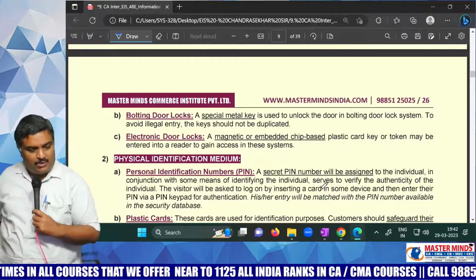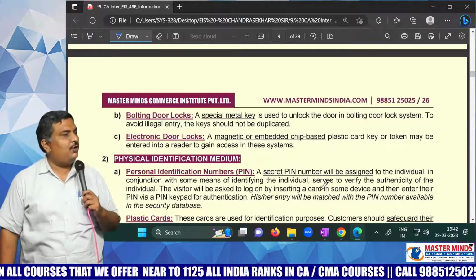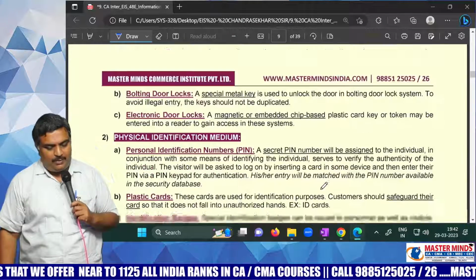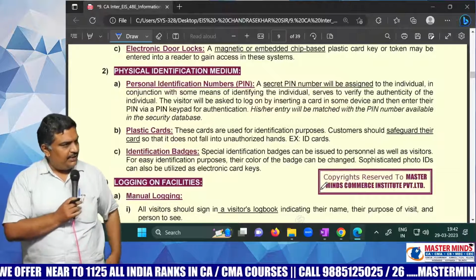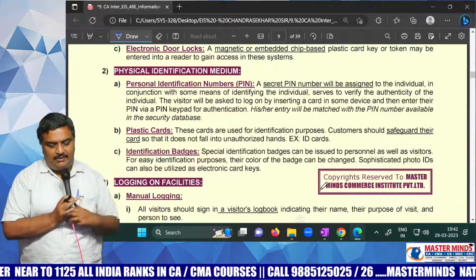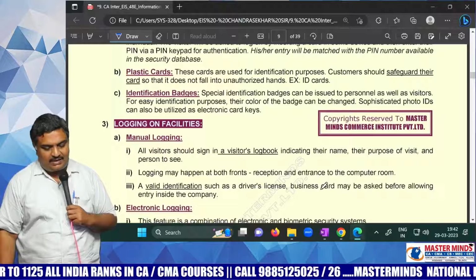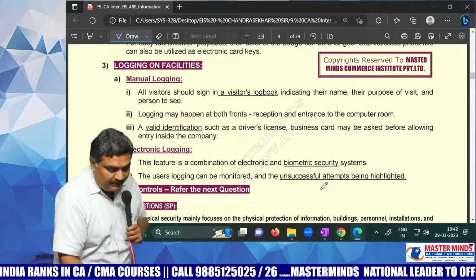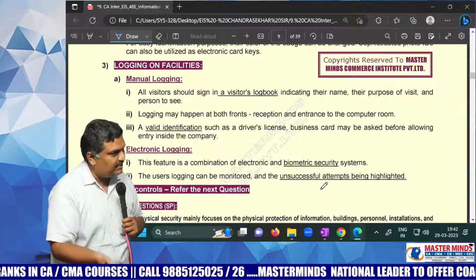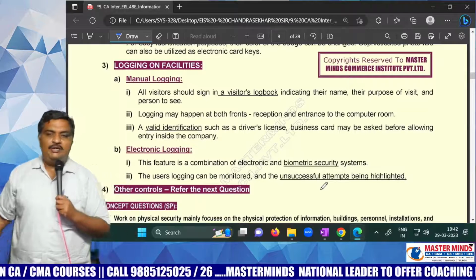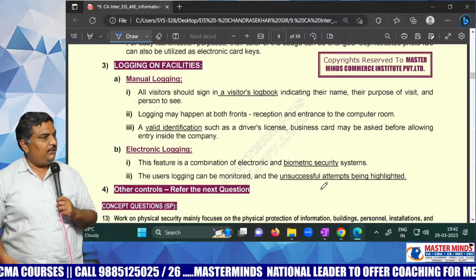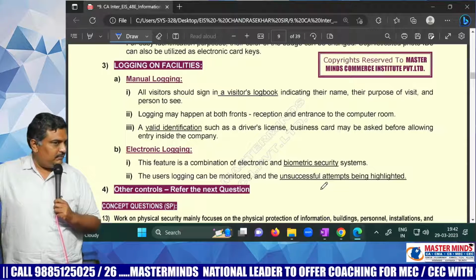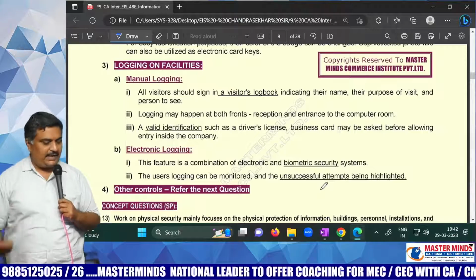Next one, bolting door locks. Bolting door locks, normal bolting door locks only, and electronic door locks where you need to put your fingerprint to make the door open. And in that video, you have seen she has taken her card and kept there. And that can be a badge or a plastic card. And manual logging means what? One person stands there. What is your name? Where are you coming from? What is your ID number? That is manual logging. Electronic logging means what? To enter into the room, they will have some scanner over there, and that scanner will take care of everything.